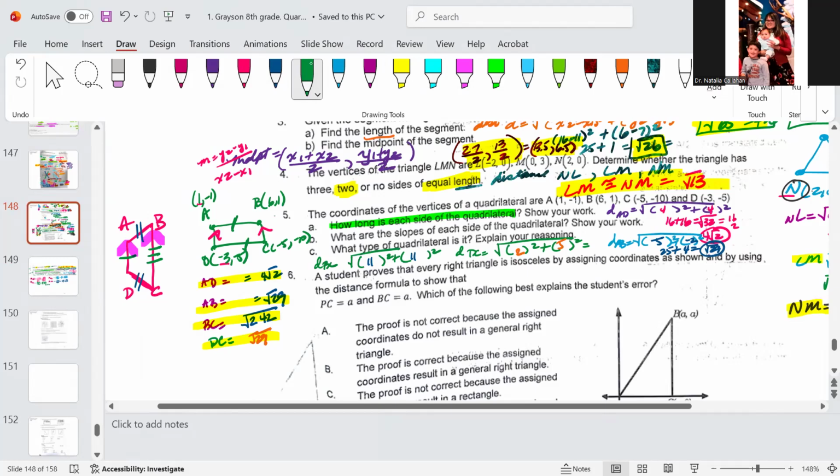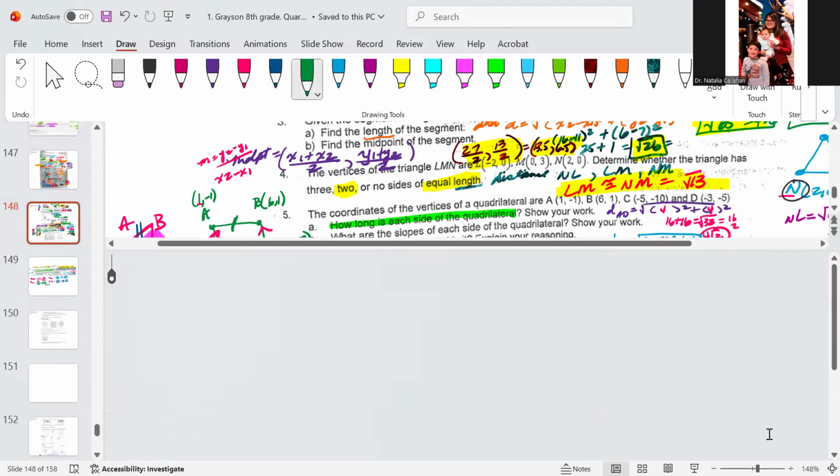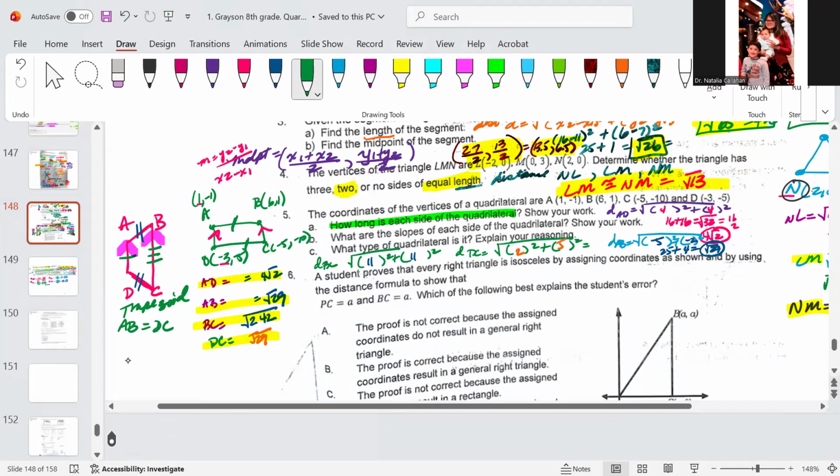And it says, explain your reasoning. Just say AB is equal to DC because they have the same length, right? And you can also say that AD is parallel to BC, correct? But AD is not equal to BC, correct? And then you can also say that AB is not parallel to DC, okay? So it's a trapezoid, okay?